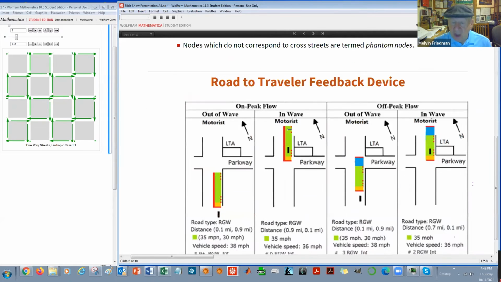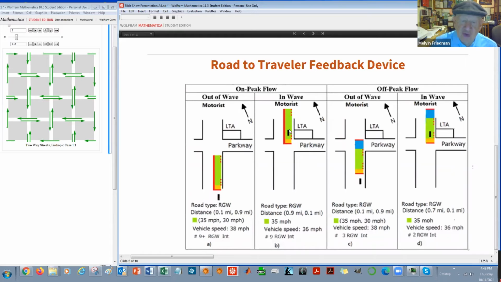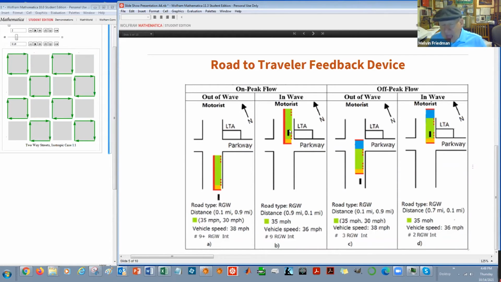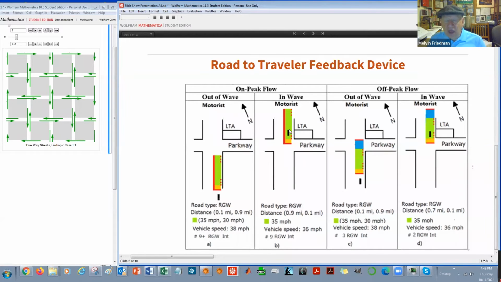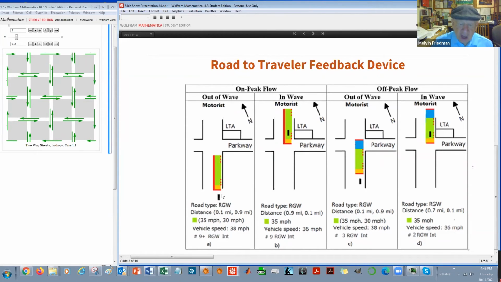So since the green waves move at a variable speed, and the objective is to have vehicles moving with the green wave, you need a way to let vehicles know where they are relative to a green wave and how fast the green waves are going. And this diagram illustrates that.